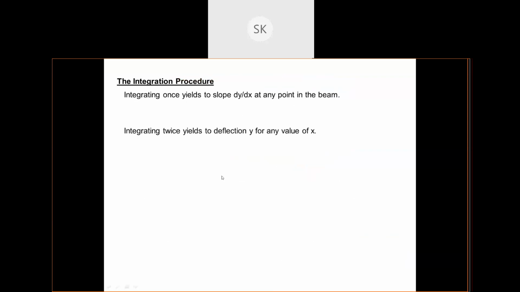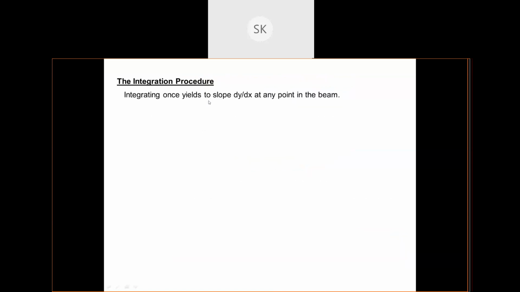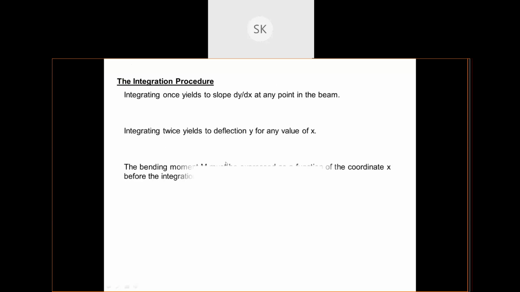So let's see, what is the procedure? Integrating once yields the slope dy by dx at any point in the beam. Integrating twice yields the deflection y for any value of x. Okay, as I have discussed, when you integrate once, you will get the slope dy by dx. When you integrate twice, you will get the value of deflection. The first basic requirement is that the bending moment must be expressed as a function of the coordinate x before the integration.